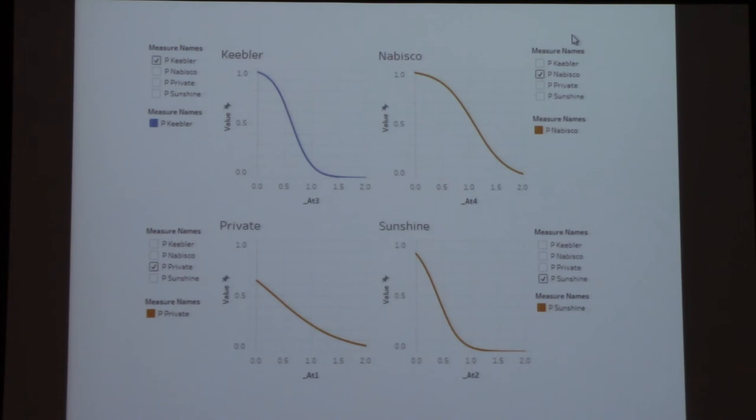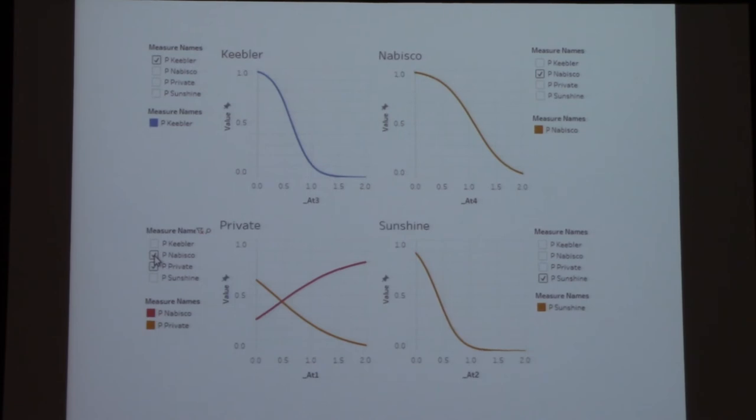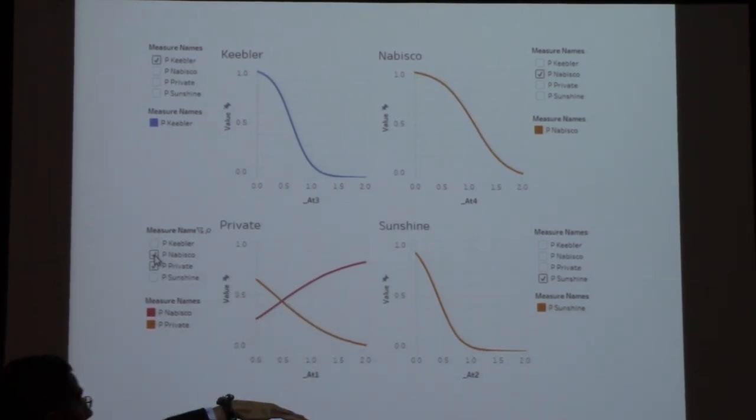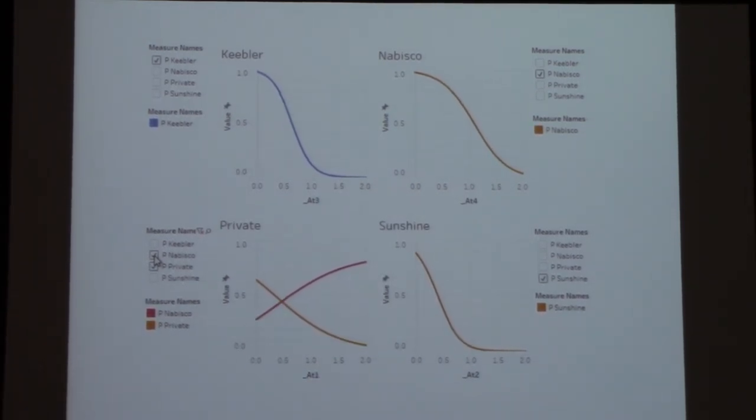price of Nabisco, price of Private, price of Sunshine, and I think putting the y-axis as probability of choice. Because you're going to have those cross price effects, if you're looking at Private, it's the probability of choosing Private. If you're looking at Nabisco, it's the probability of choosing Nabisco. As the price of Private goes up, probability of choosing Nabisco goes up, probability of choosing Private goes down.